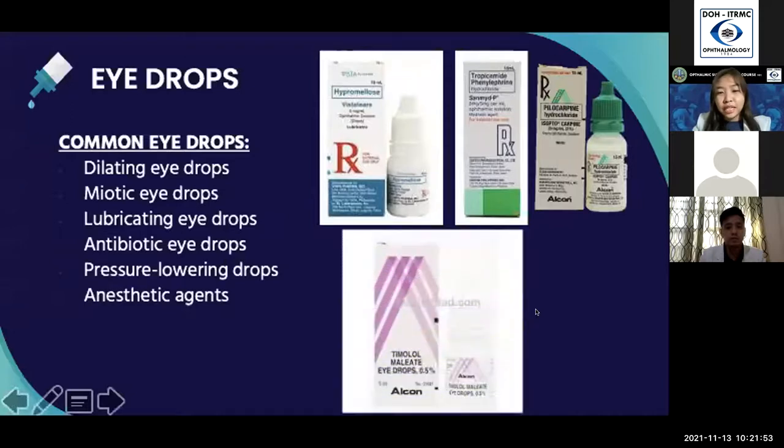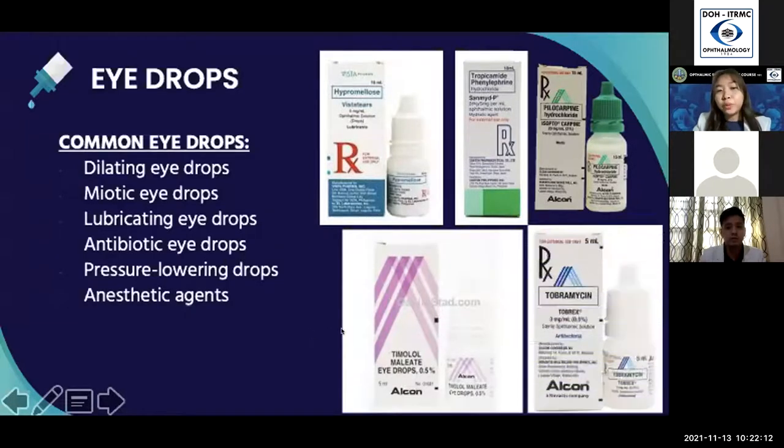Next eye drop is antibiotic drops. So we have different kinds of antibiotic eye drops. These are usually used when we have eye infections or even in conjunctivitis, we can give them. So next drug is pressure-lowering drugs or anti-glaucoma medications. These are used for long-term treatment of glaucoma. Another type of eye drops is the anesthetic agents, commonly used prior to any eye procedures such as tonometry or any eye surgeries. So how do we instill eye drops?